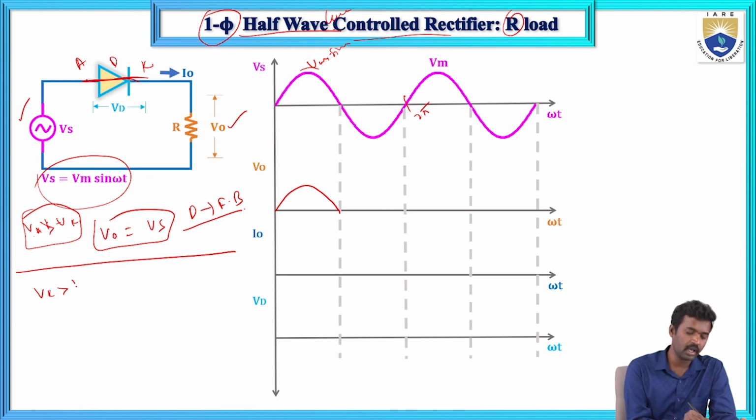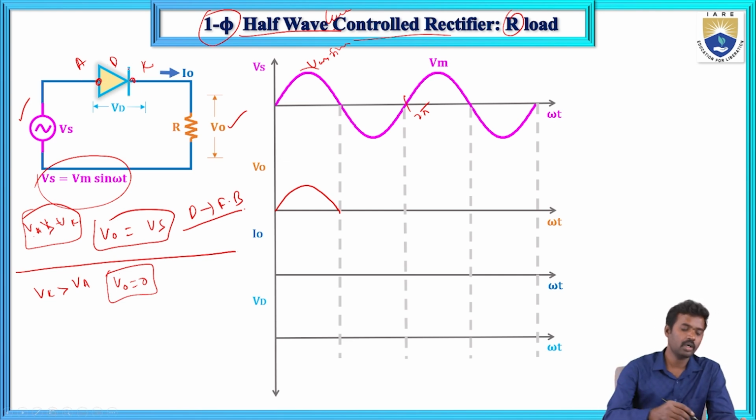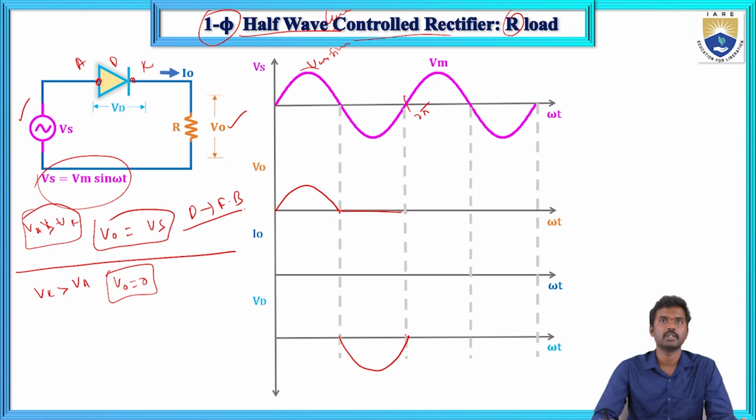VK, the cathode voltage, is greater than the anode voltage. Now here the output voltage equals 0 because it is an open circuit. In the open circuit condition, the diode voltage is 0 and the output voltage is 0. This output voltage equals 0, and now the diode voltage is Vs.